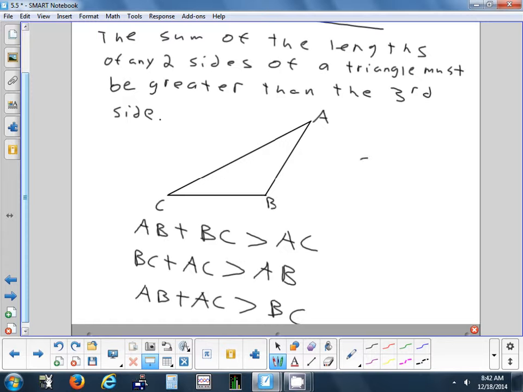So now if I gave you 2 numbers, and I could say, what would be some possible lengths for the third side? There's a minimum length it could be, and there's also a maximum. And anything in between that minimum and maximum would work. Okay? So we'll try one like that.